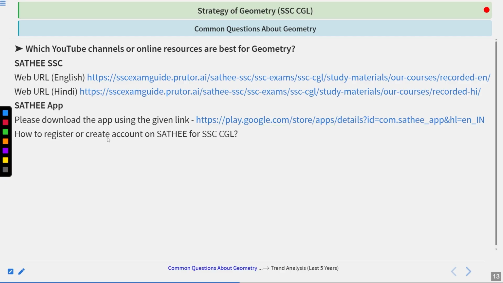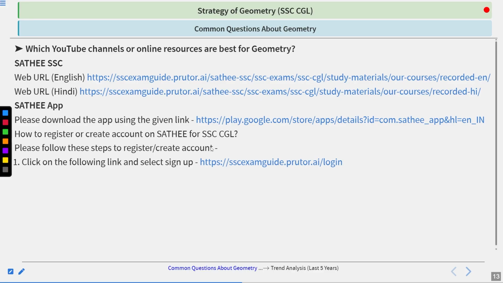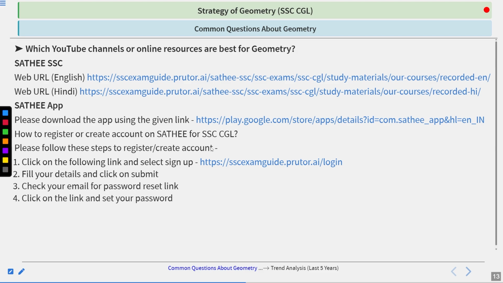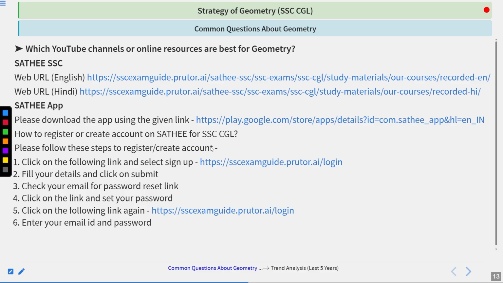Then how to register or create an account on Sathi for SSC CGL exam? So please follow these steps. Click on the following link and select sign up. Then fill in your details and click on submit. After that, check your email for the password reset link. Click on the link and set your password. Click on the following link again. Enter your email and password. Now you are ready to start your learning journey.